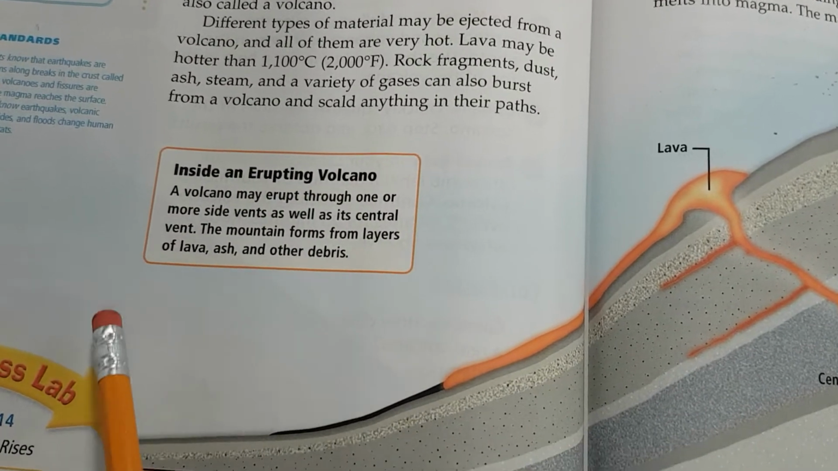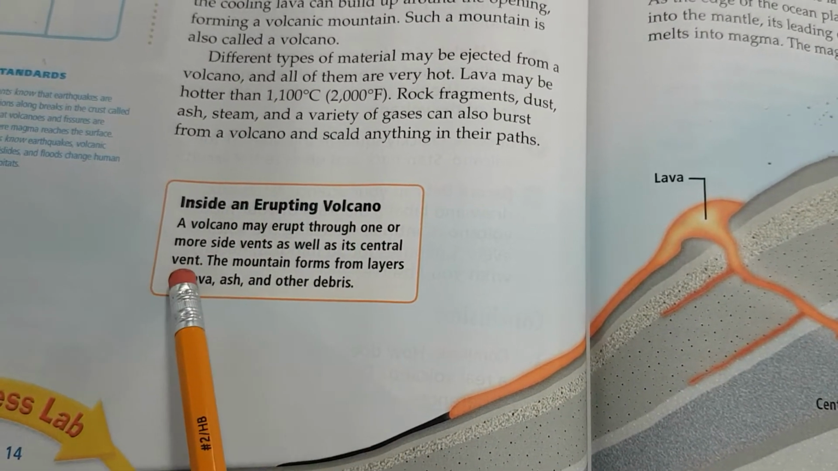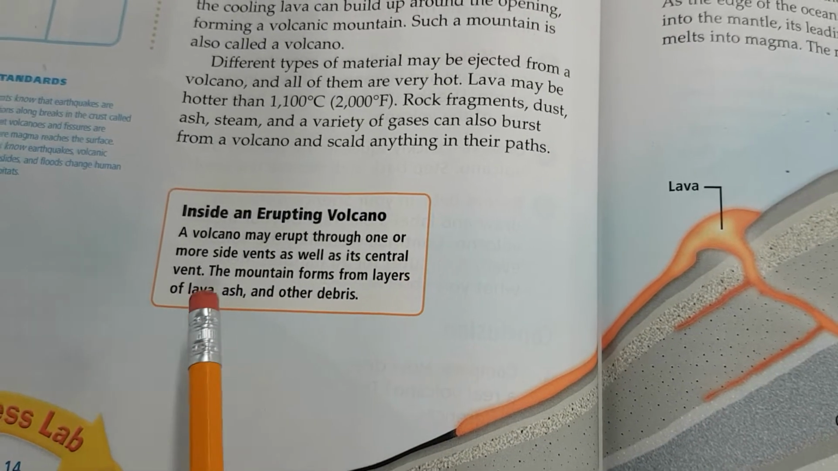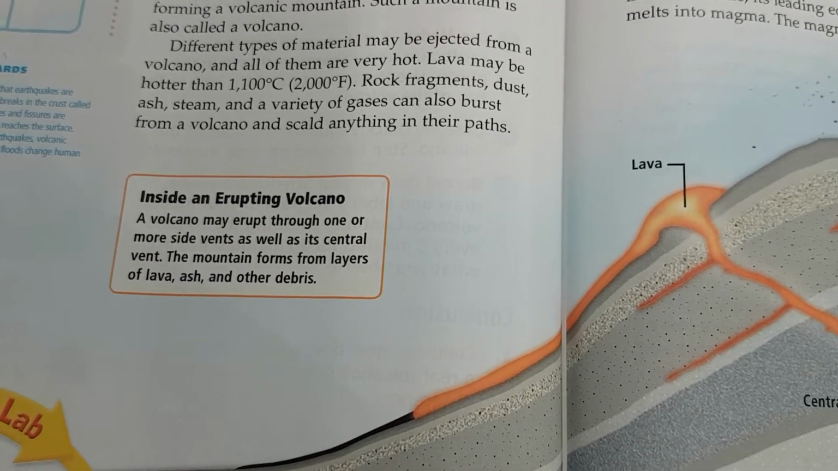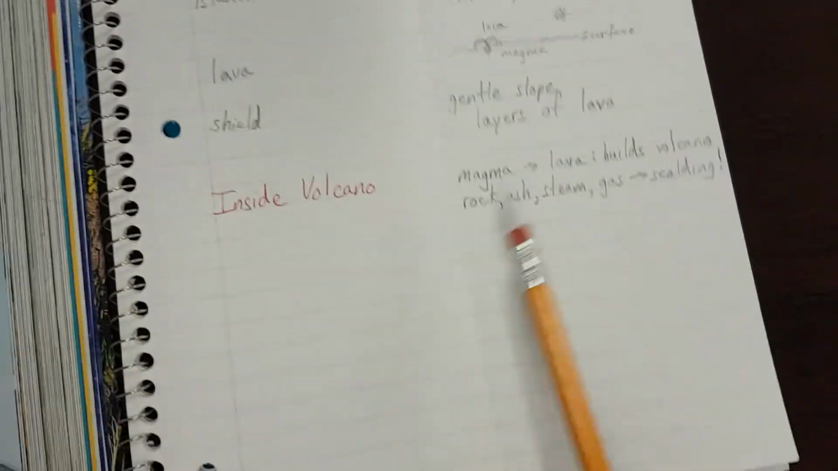Inside an erupting volcano, a volcano may erupt through one or more side vents as well as its central vent. The mountain forms from layers of lava, ash, and other debris. Okay, I think we understand that based on our vocabulary terms and what we wrote here.